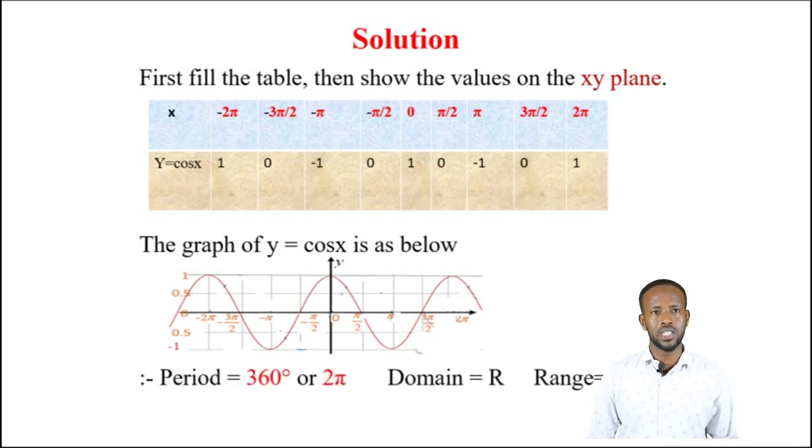The period of the function is 360 degrees or 2 pi. The domain is what? All real numbers, no value that makes it undefined. That is why it becomes all real numbers. The range again is between what and what? Minus 1 and 1 including. So this is also the function y equals cos x again.